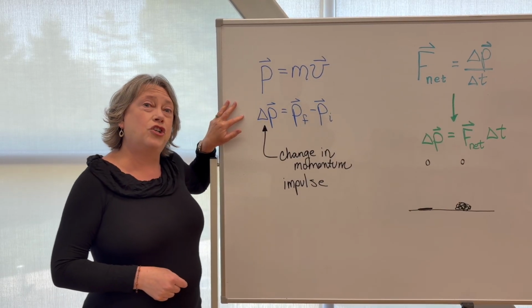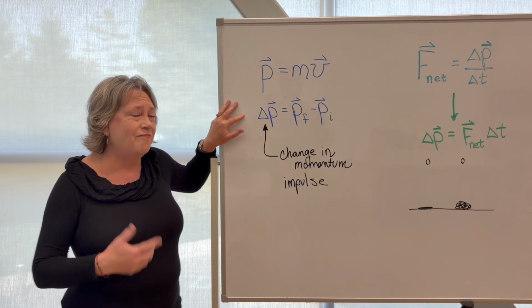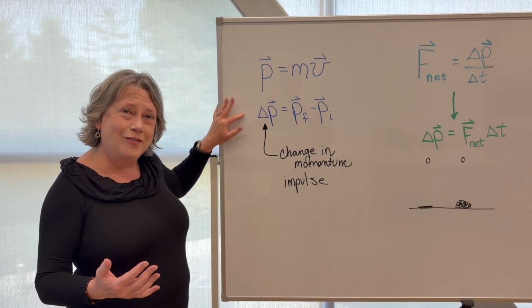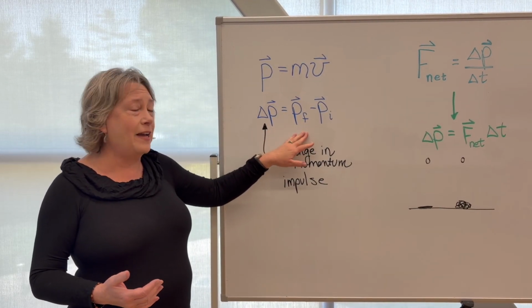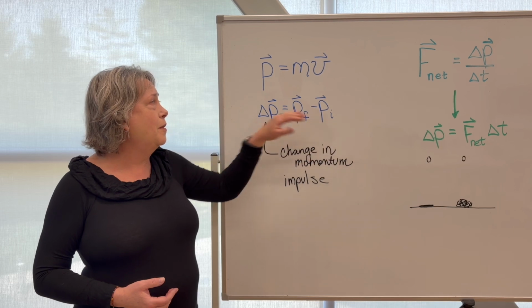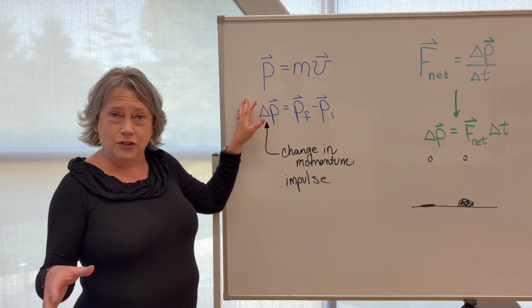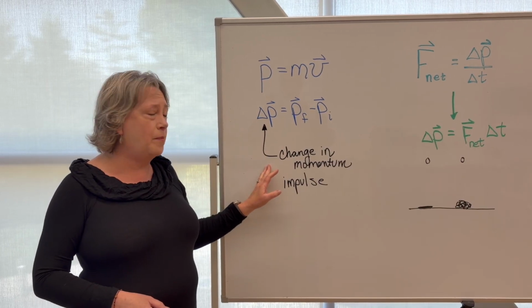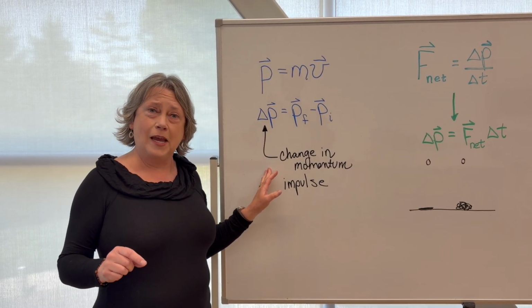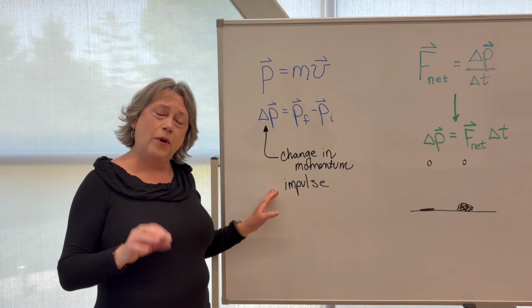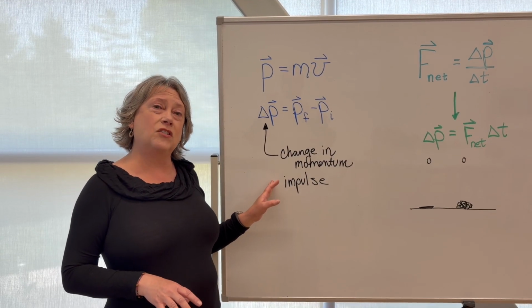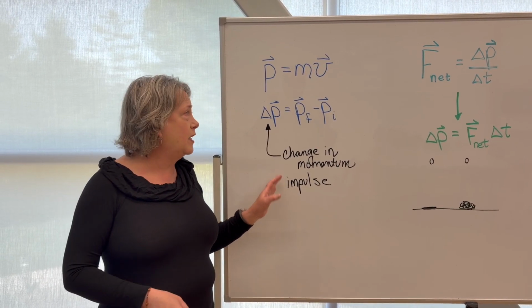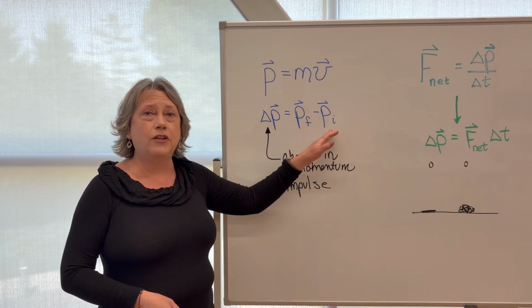I can write the change in momentum, just like we do change in everything, the final minus the initial, being mindful that these are vectors. And this is called change in momentum. It also goes by another name. It's called impulse. So if you're working a problem and it asks for the impulse, what it's really asking for is the change in momentum.